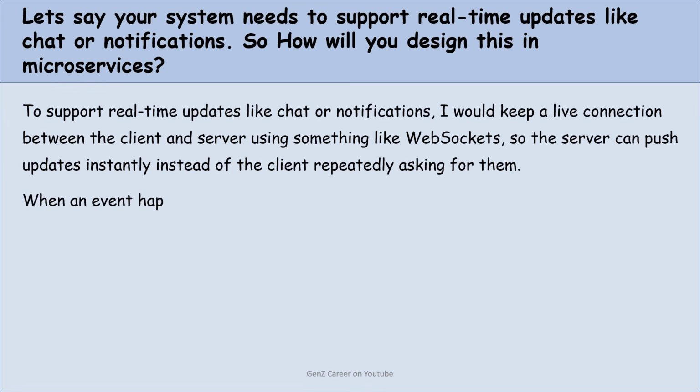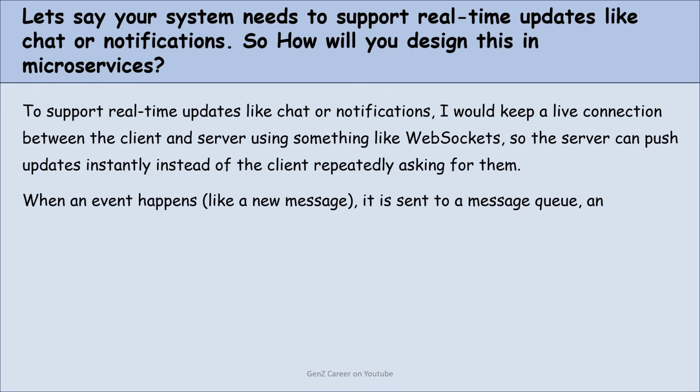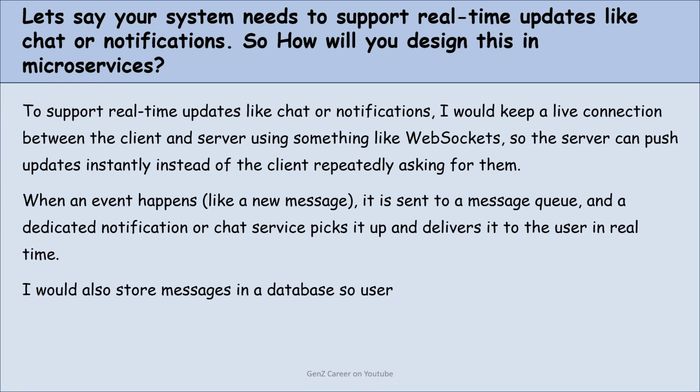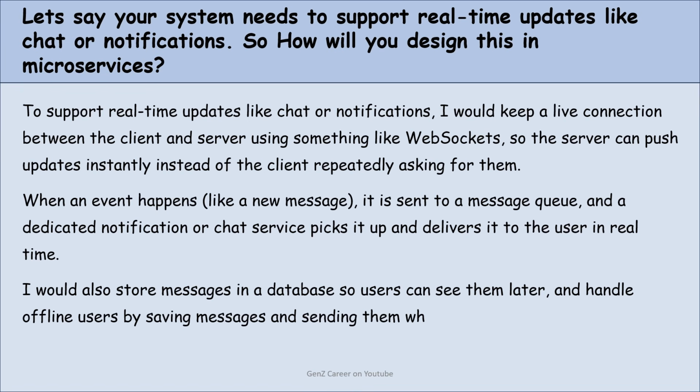When an event happens like a new message, it is sent to a message queue, and a dedicated notification or chat service picks it up and delivers it to the user in real time. Are you getting my point? I would also store messages in a database so users can see them later, and handle offline users by saving messages and sending them when they come back online.